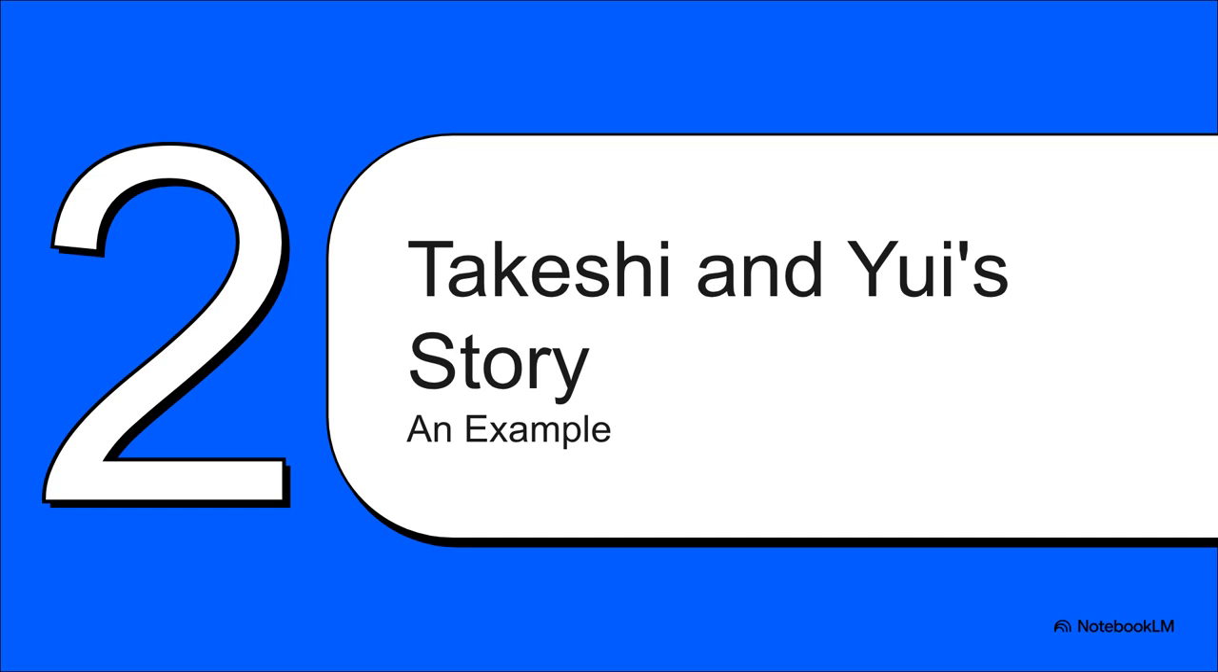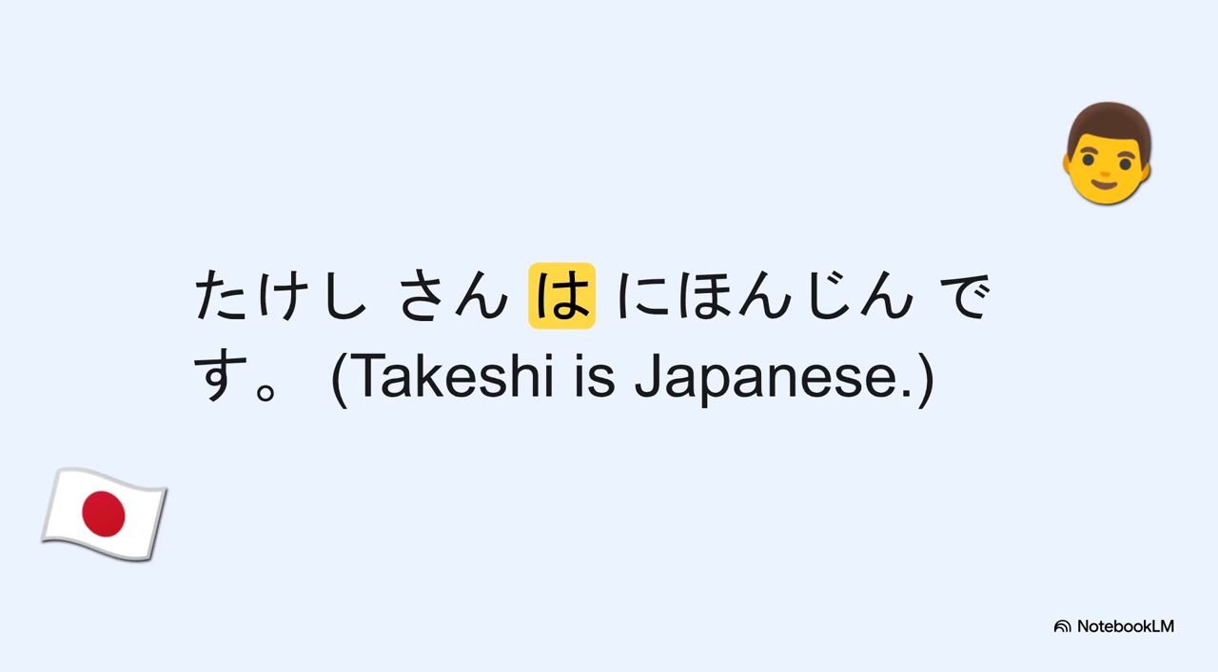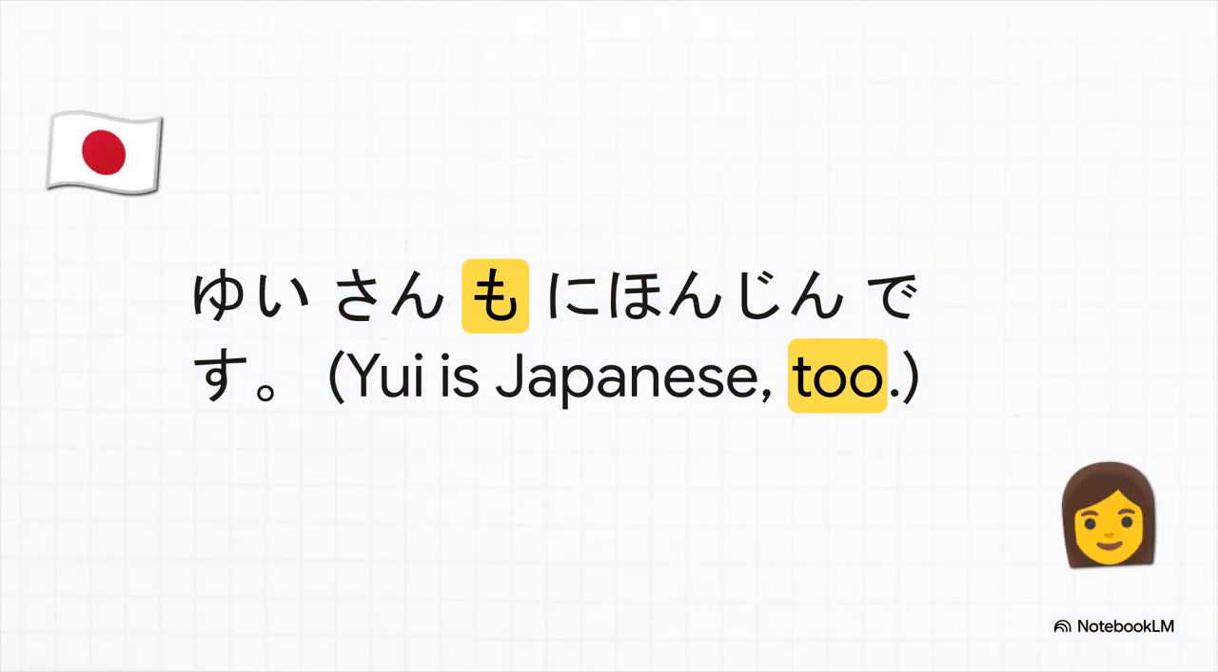Remember our friends from the beginning? Let's solve the whole Takashi and Yui situation. So, sentence number 1. It's a clean, simple statement. Takashi-san wa Nihonjin desu. Takashi is Japanese. And see that particle right there, the wa? That's just marking Takashi as our topic. Pretty standard stuff.